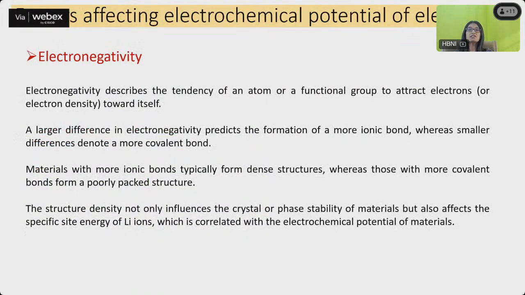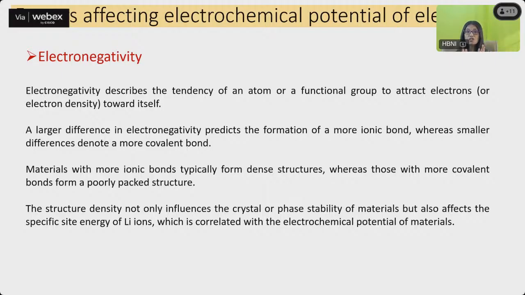So what are the factors which will affect the electrochemical potential of the electrodes? One is the electronegativity. What is electronegativity? It is the tendency of an atom or a functional group to attract electrons or the electron density towards itself. A larger difference in the electronegativity predicts the formation of a more ionic bond, whereas a smaller difference forms a covalent bond. Please remember that metals with more ionic bonds form more dense structures, whereas those with more covalent bonds form a poorly packed structure.